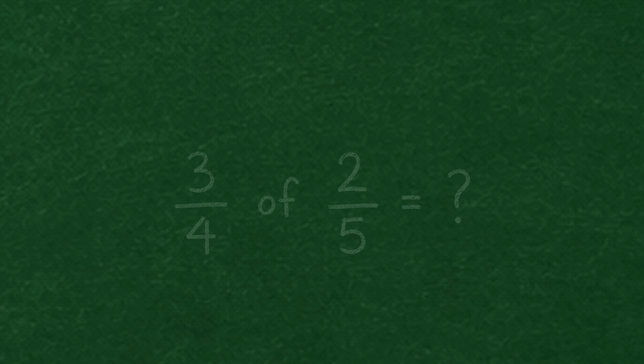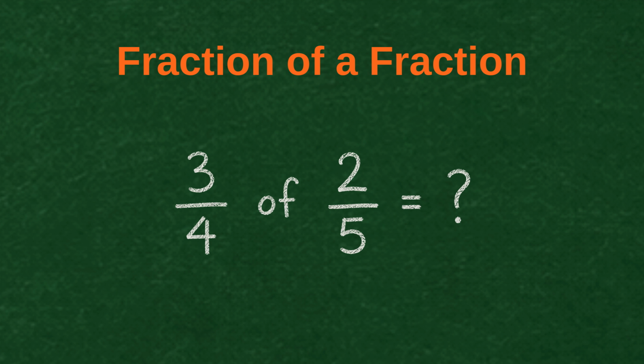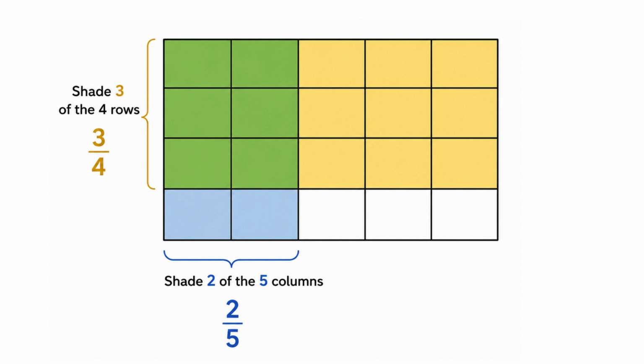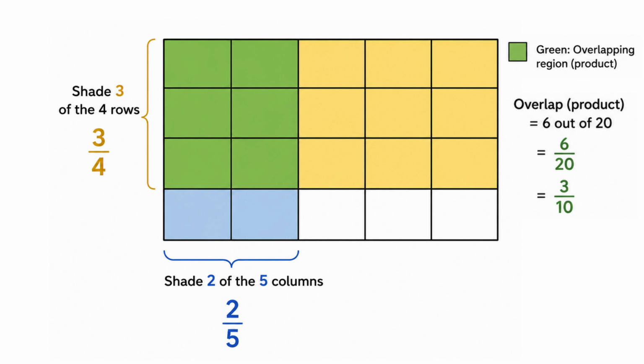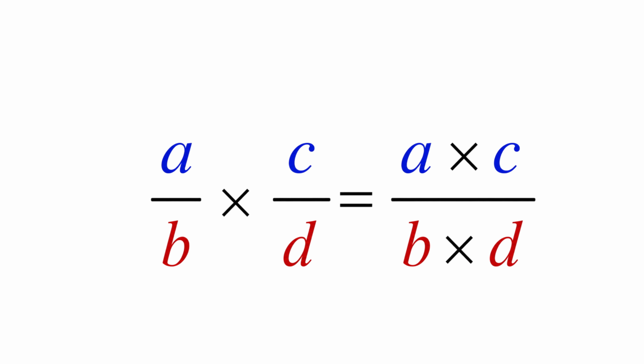Suppose we want to find 3/4 of 2/5, a fraction of another fraction. Visual models allow us to divide a whole into equal parts and examine the overlapping region. This overlap represents the product and reveals a beautiful pattern. To multiply fractions, we multiply the numerators together and multiply the denominators together.